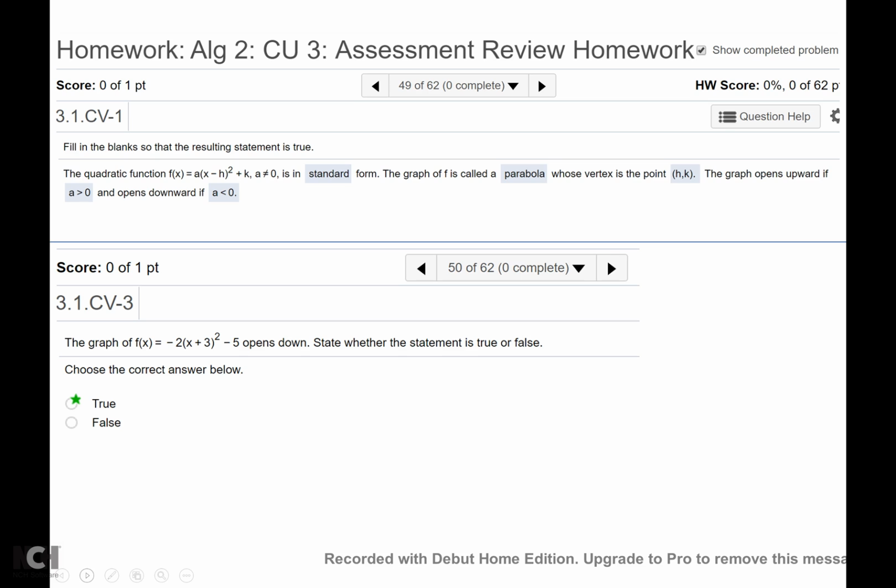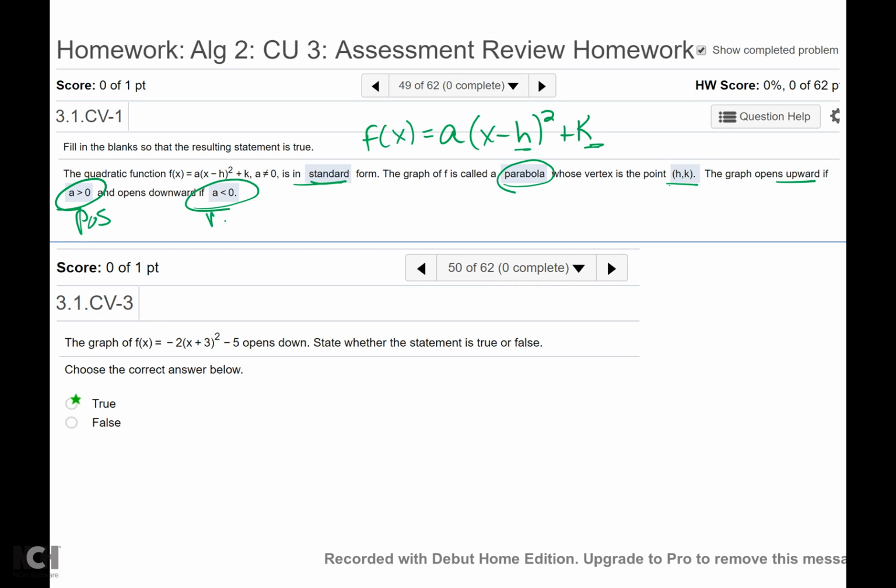Alright. The quadratic function, f of x equals, they're writing in vertex form. They call it standard form, but when they have the a, the x minus h squared, in other words, where you can see the vertex, I call that vertex form, they call standard form. The graph is called a parabola, whose vertex is going to be at h, k. The graph will open up if a is greater than 0. It will open down if a is less than 0. Greater than 0, less than 0, sorry.